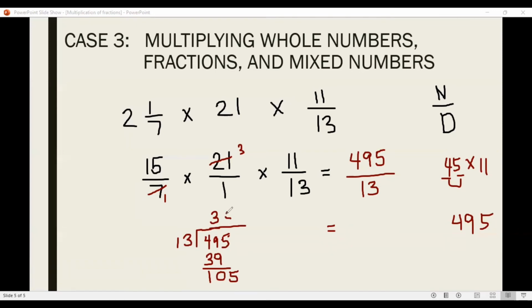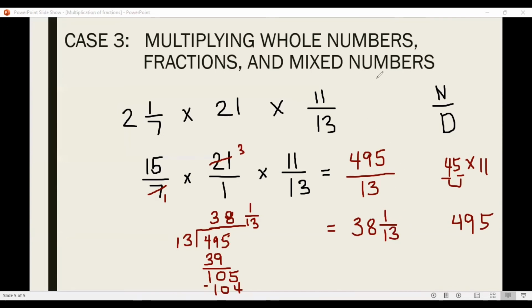Okay, so if you will be having 8, that will give you a product of 8 times 13, which is 104. Okay, so there is 104, and if you subtract 105 minus 104, the answer is equal to 1. So the remainder will be the numerator, while the divisor here now will be the denominator. So therefore, if you cannot find 495 over 13, there must be 38 and 1 over 13 among the choices, and that is the correct answer.